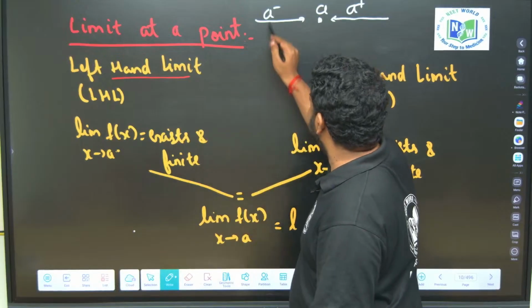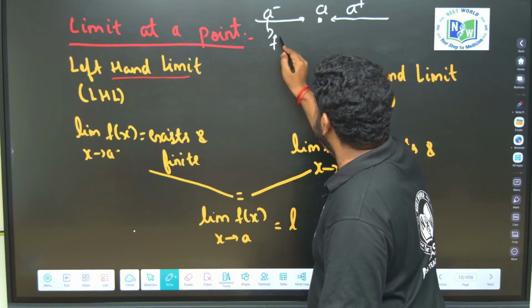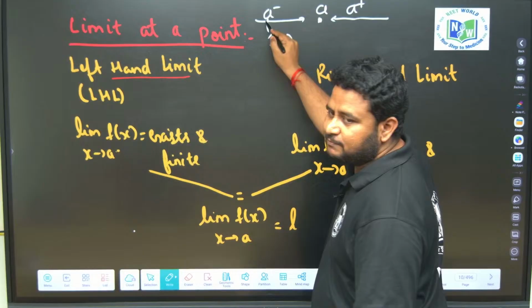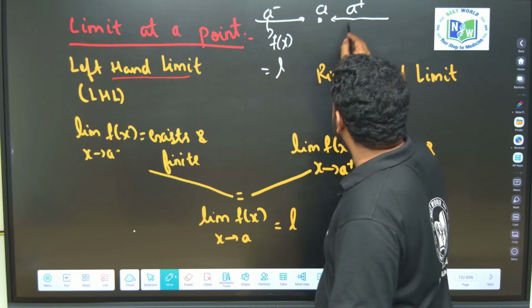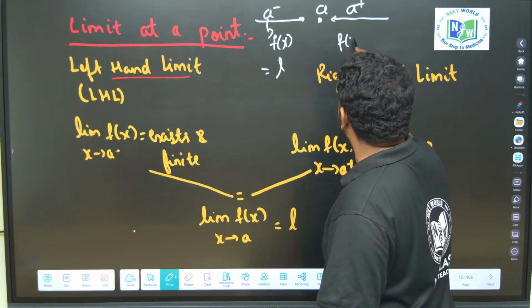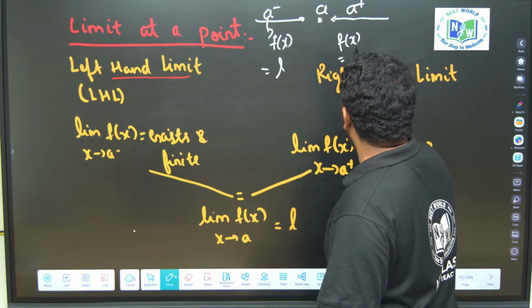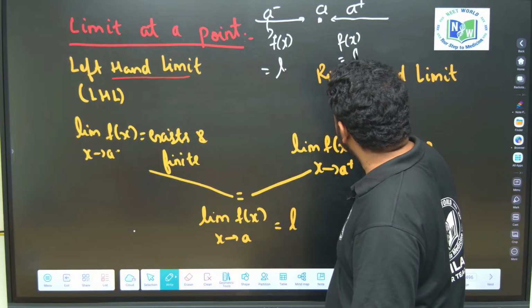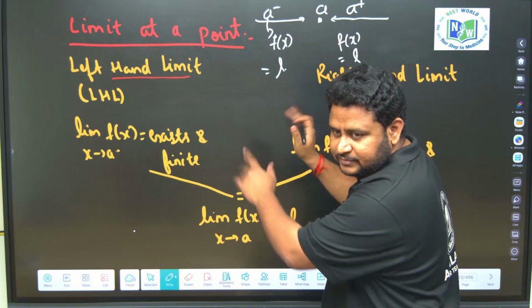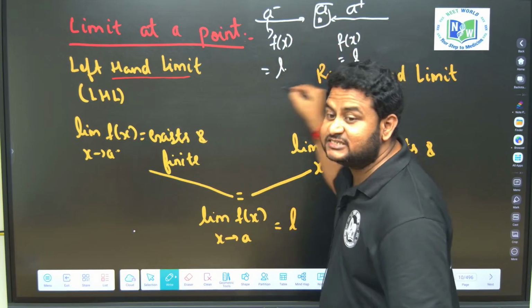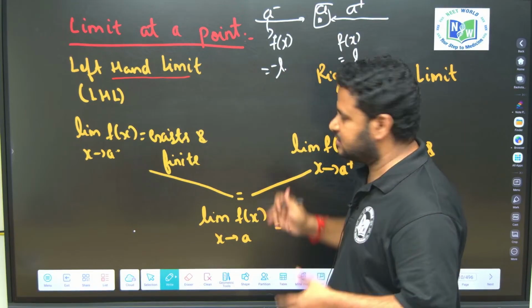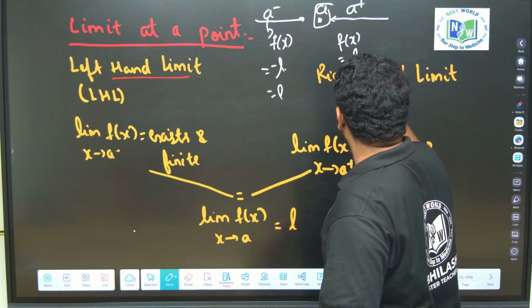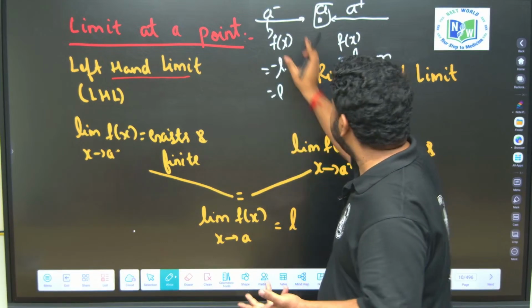So when I put the function, I will write it as f of x. For the function, when I put A minus, I get some value L. If I put A plus for the same function and I get the value L, here also I should get L. If it is the same, then I say that the limit at this point exists. Otherwise, if it is coming as L here and M there, not equal, the limit does not exist. They both should be equal.